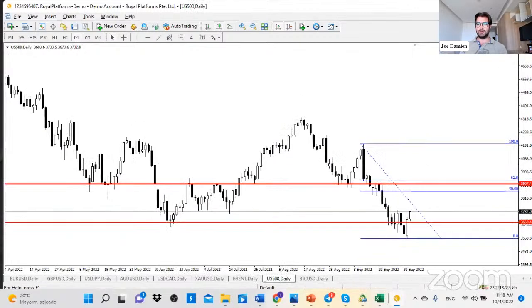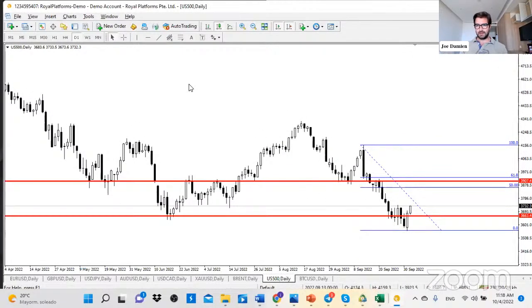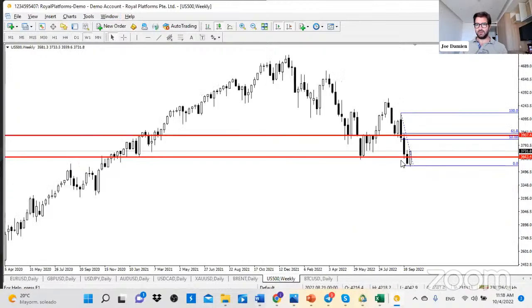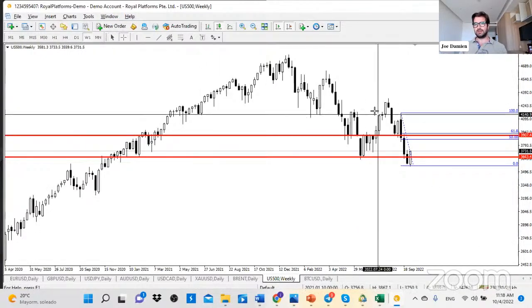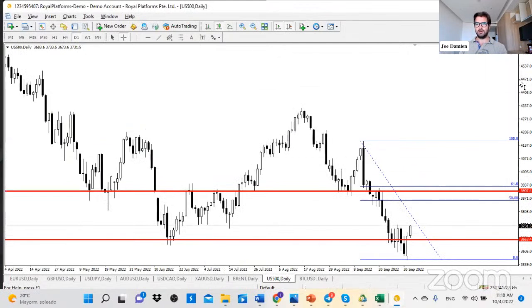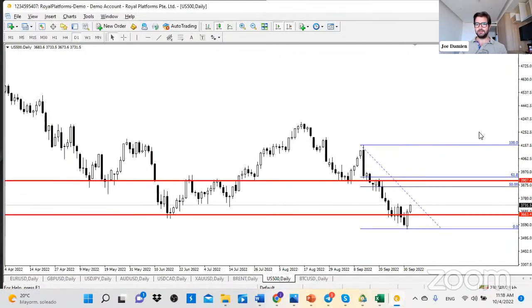Next, we have US 500. US 500 also on the higher time frame, we have a downtrend. You can see it. On the lower time frame, which is the daily one, the market found some buyers here and failed to break this level, 3,663. We have a bullish engulfing pattern here around this support. So the market could retrace until this area.